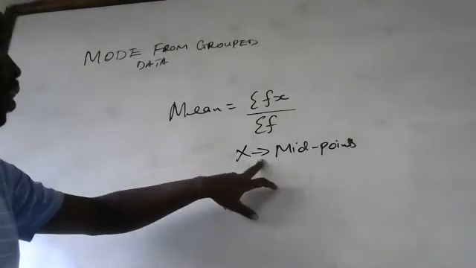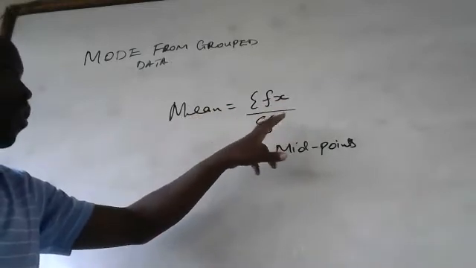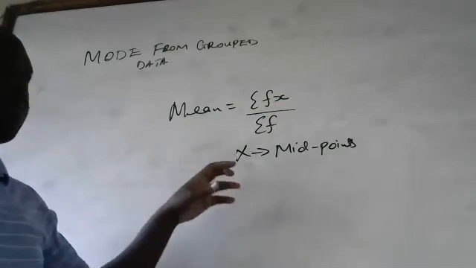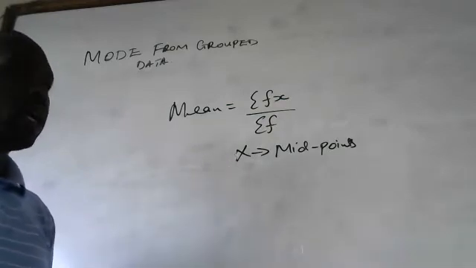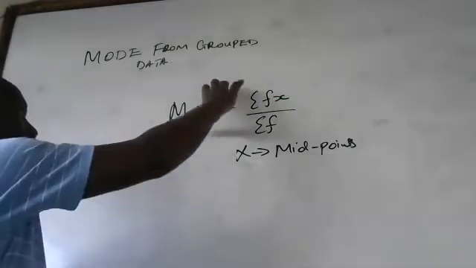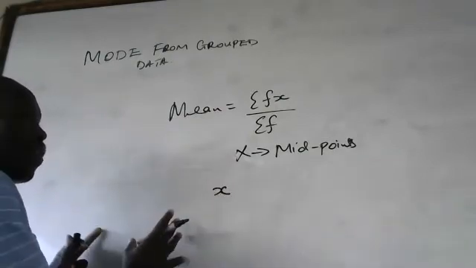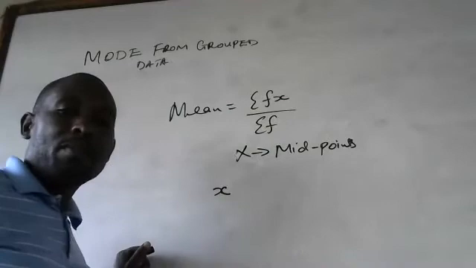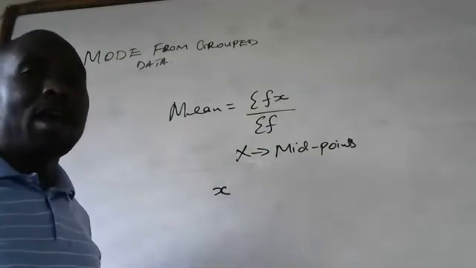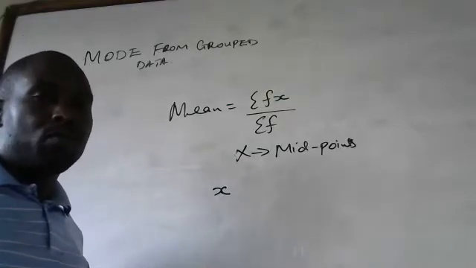x is always the midpoint. So the mean is normally calculated as the summation of fx over the sum of the f's. And then by doing that, the mean will be obtained. So your task in this particular kind of question is to get the x values, which is actually the midpoint. We say the midpoints are obtained by adding the lower limit to the upper limit, and then you divide the solution that you get by 2.